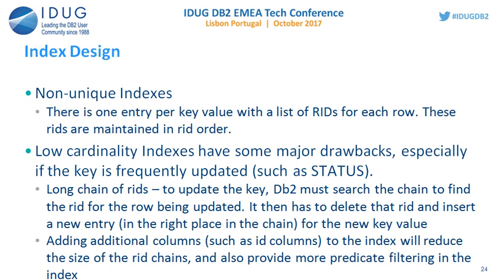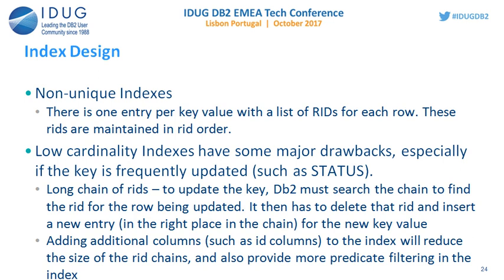Non-unique indexes are stored with 1 entry per key value in the index, followed by a list of row IDs for each row with that key value. And those RIDs are maintained in row ID order, in physical order of the row.